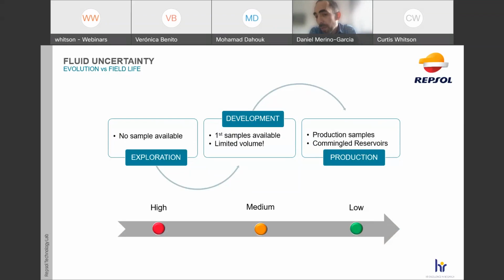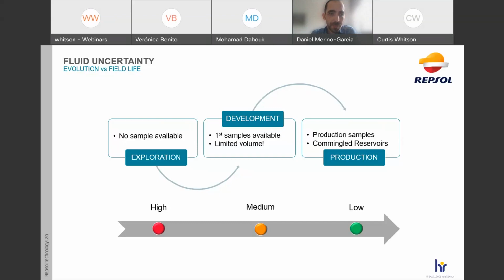And finally, during production, we say it's low, but still there, because many times you're commingling reservoirs and you're not producing one single sand, and you cannot take that perfect sample that you would like to take because it's either impossible or it's too expensive. So you still have some uncertainty, but obviously it's decreasing with time.